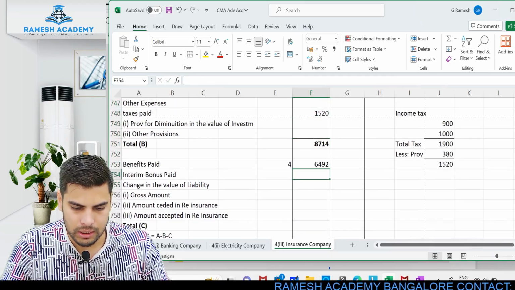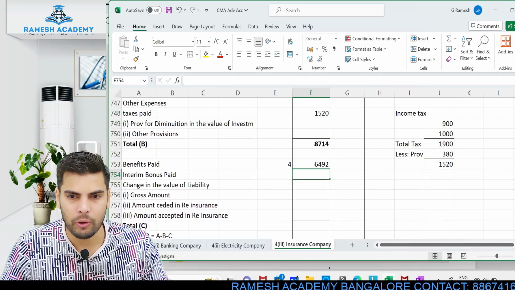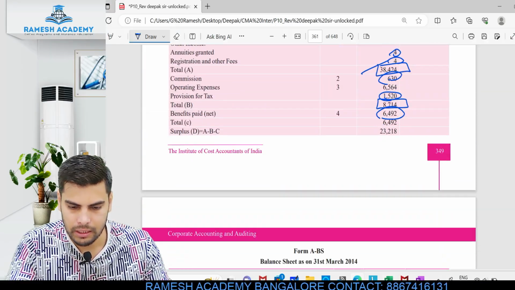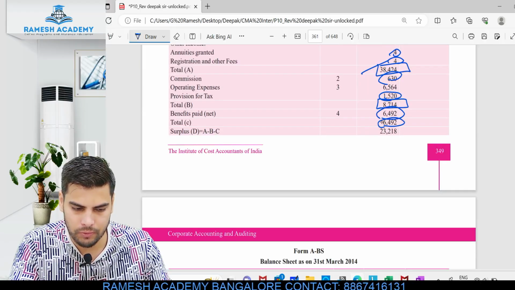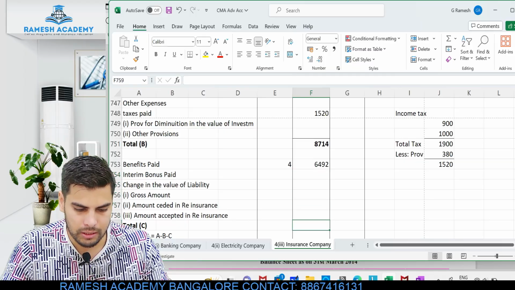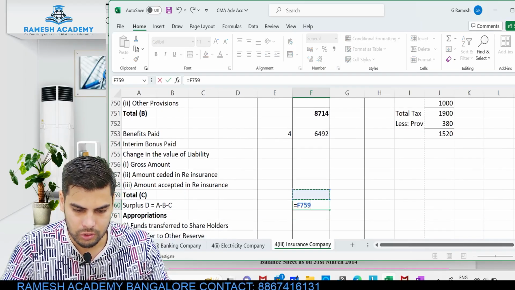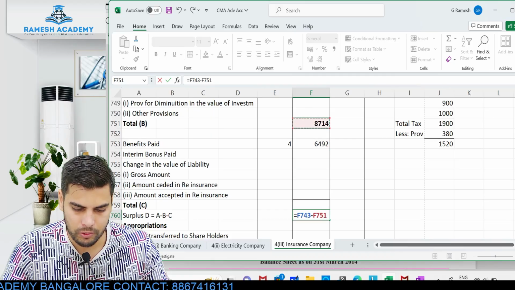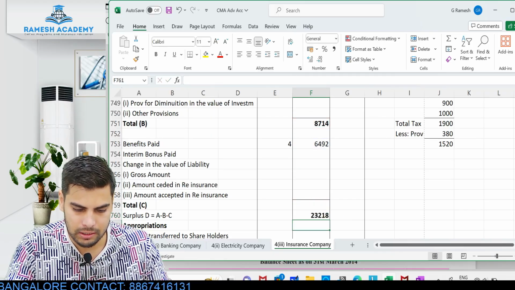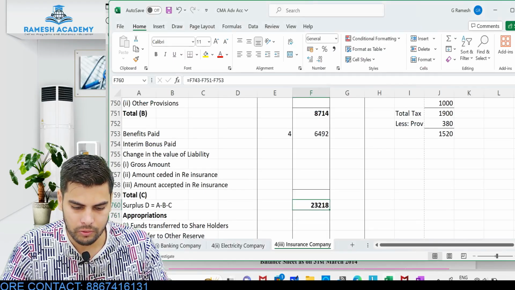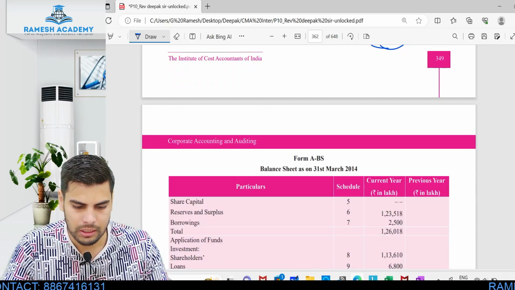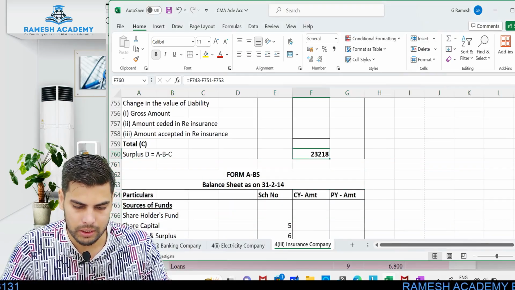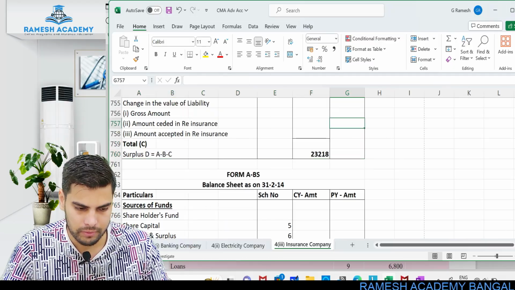Once you're done with this, you can calculate the net amount. What is the net amount? It is nothing but the profit or loss. Before that, let us cross check the solution. Yes, 6492, so total would be 6492. How much would be the surplus? The surplus over here would be the income minus the expenses minus the benefit which is paid, 6492. So 23,212. Yes, the same amount. This would be the surplus. If you show this much, more than sufficient. You need not show any appropriation. They're not asking about the appropriation over here.